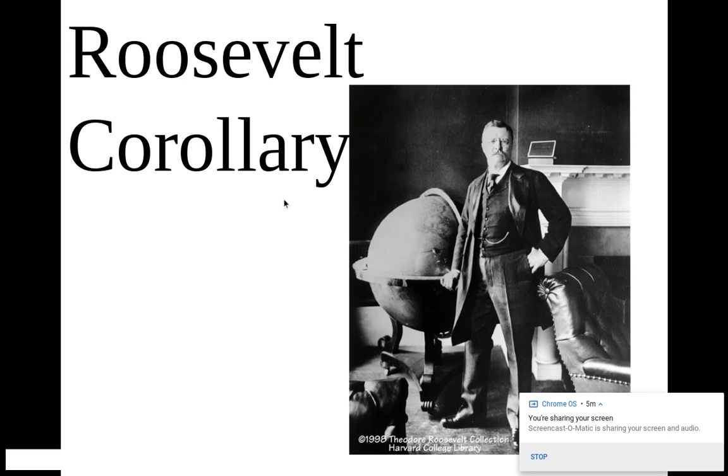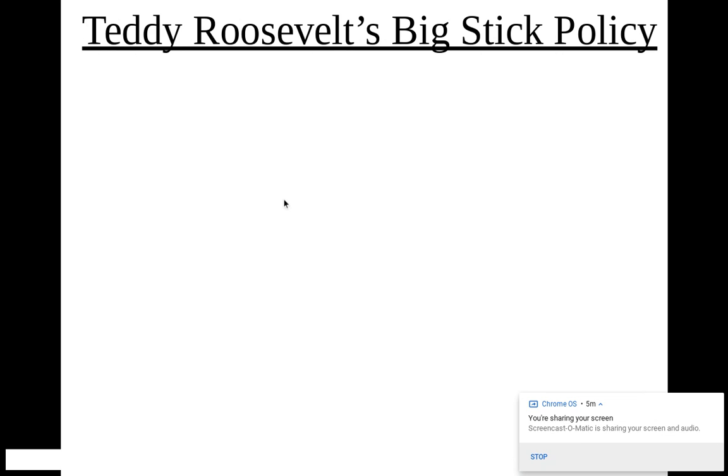corollary. When we talk about the Roosevelt corollary, it's important to understand what came before. Contextualization, right? We always talk about contextualization. And what came before the Roosevelt corollary, a little sip of coffee, just like in class, right? What came before the Roosevelt corollary was the Monroe Doctrine. And the Roosevelt corollary is literally an addition to the Monroe Doctrine.